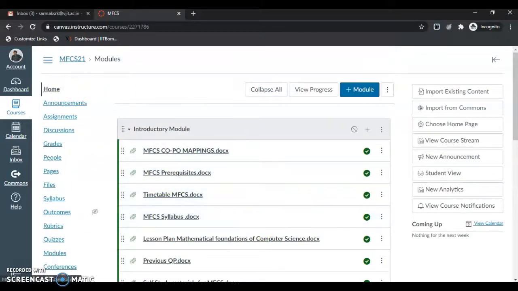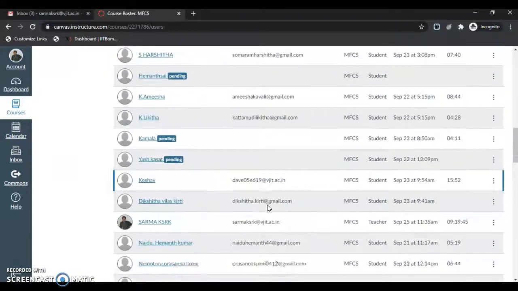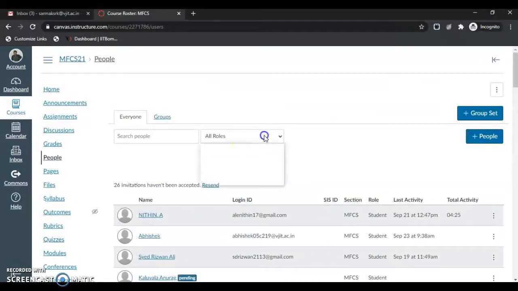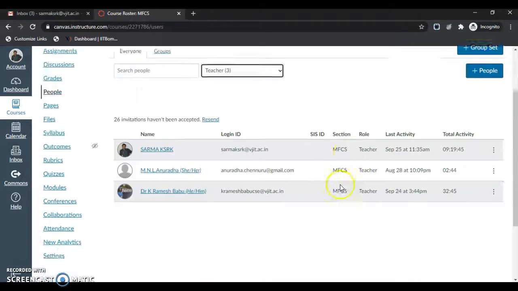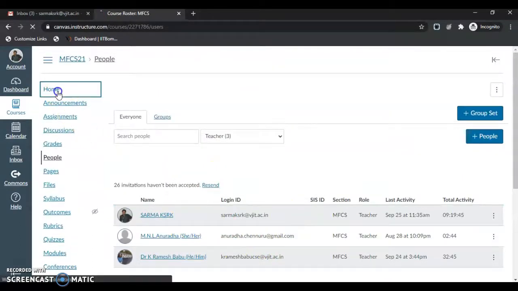Initially, coming to the People section, I have added all my students. Then coming to the co-teachers, there are two co-teachers for my subject. Those two are also added to Canvas.